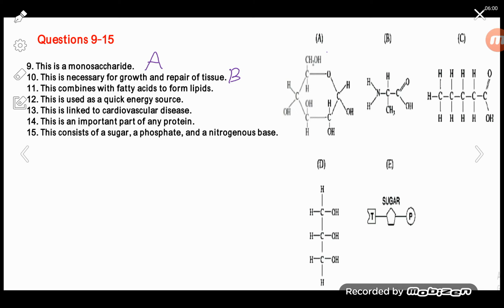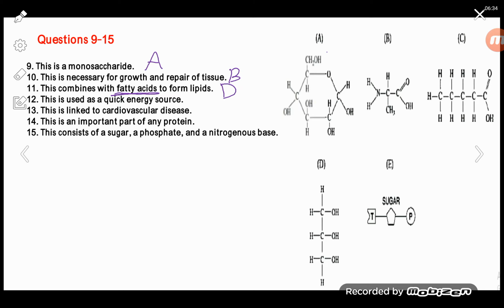In the 11th one, it says this combines with fatty acid to form lipid. As I explained in the previous slides, guys, you know that we have glycerol. The glycerol will attach to the fatty acid. So which molecule will attach to the fatty acid? It is glycerol. And you know that D is glycerol. So the answer for this one will be D.